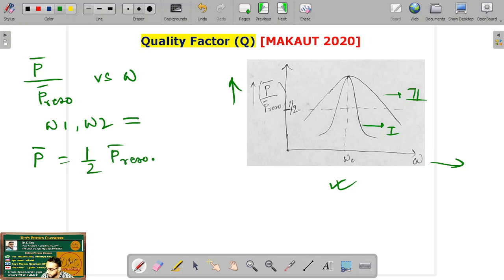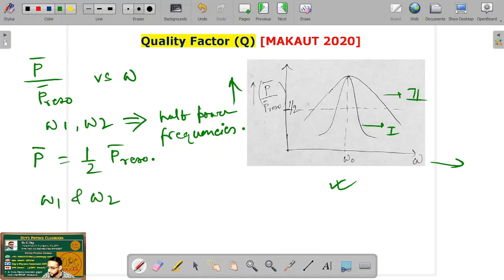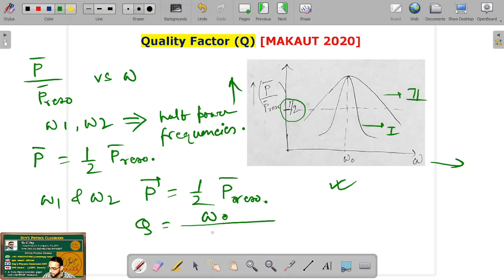These two frequencies omega 1 and omega 2 are called half power frequencies. That means at omega 1 and omega 2, the average power would be half of the average power at resonance. We define quality factor as Q equals resonance frequency divided by the difference between the half power frequencies, that is omega 2 minus omega 1. So this is called the quality factor of resonance or sharpness of resonance.